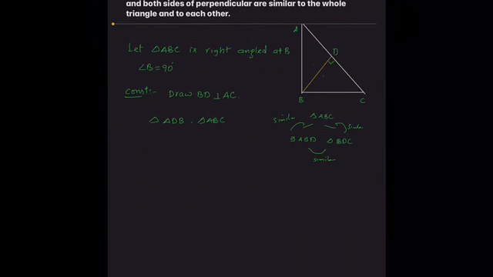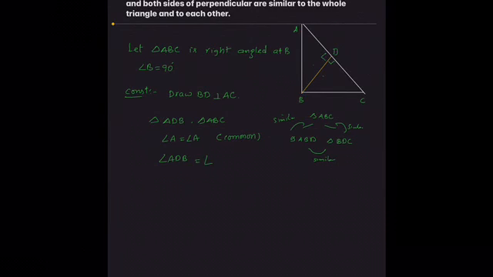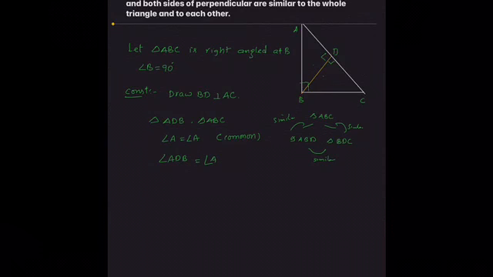So in both, angle A is common. So angle A is equal to angle A. Now what about 90 degrees? Angle ADB is 90, and in the big triangle, angle ABC is also 90 degrees. So we got two angles now. So triangle ADB is similar to triangle ABC. By what criteria? AA similarity criteria.